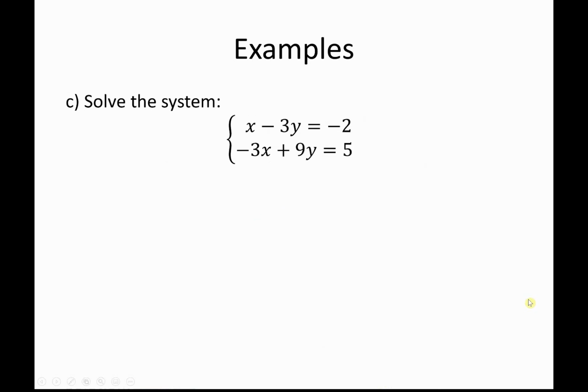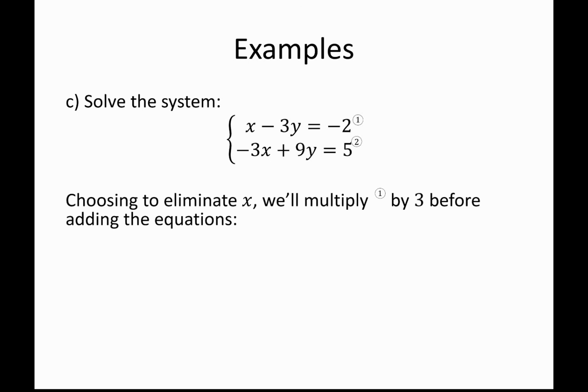Okay, next example. Let's notice that there's no best choice. If you're going to try and eliminate x or y, it looks like you would do so by multiplying equation 1 by 3 either way. So let's go ahead and do that. I'm explicitly choosing to eliminate x, so I'll multiply equation 1 by 3.